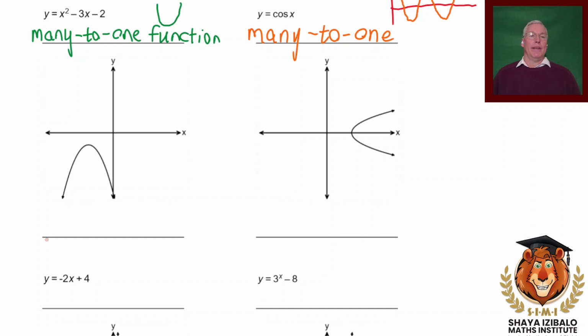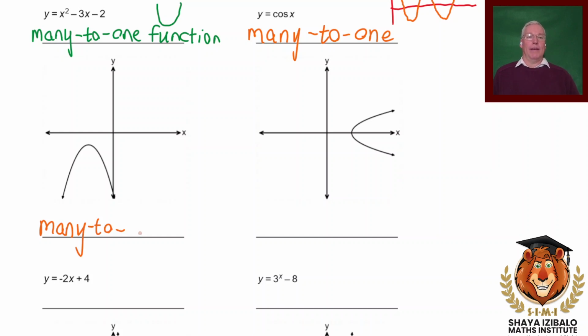This one over here, not a function, non-function, because it, sorry, absolute nonsense. This one over here is also a many to 1 function, right? It has passed the vertical line test, and it has failed the horizontal line test. So it's a many to 1 function.